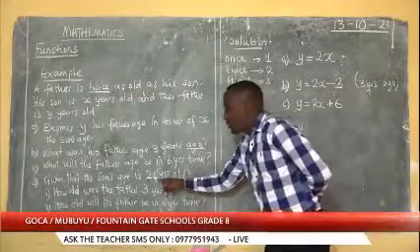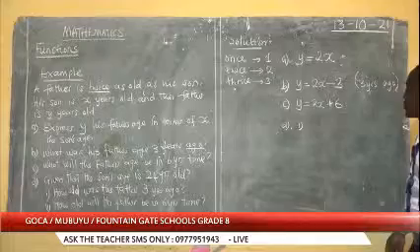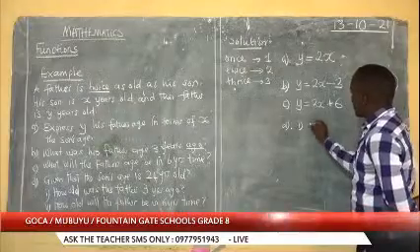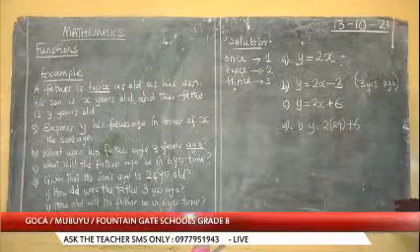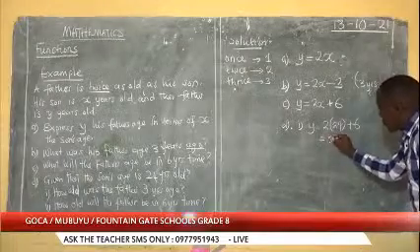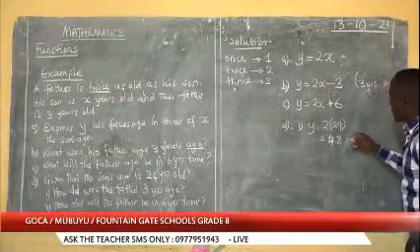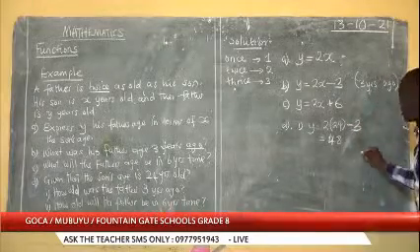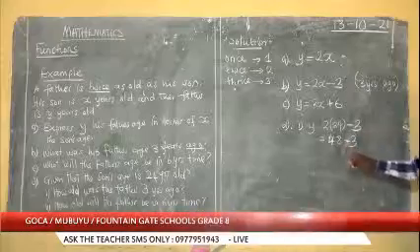Since we know the actual age of the son, which is 24, where there is x we replace it with 24. So in the expression 2x minus 3, we get 2 times 24 minus 3. 2 times 24 is 48, so the father was 45 years old 3 years ago.